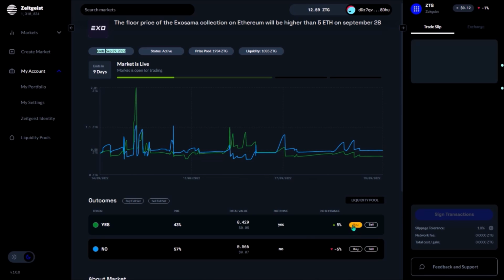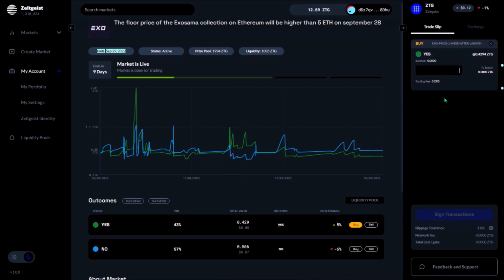So I click buy and here on the right this buy window pops up. So I'm about to buy yes token in XO price 1 week after launch market. The price per 1 yes token. Here is my current balance of yes tokens in this market. I have none so far. Here I enter the amount of yes tokens I want to purchase. Let me add 1. And now I see how much I'm about to pay in ZTG. Down here there is a total ZTG cost that will be transferred from my Zeitgeist wallet.